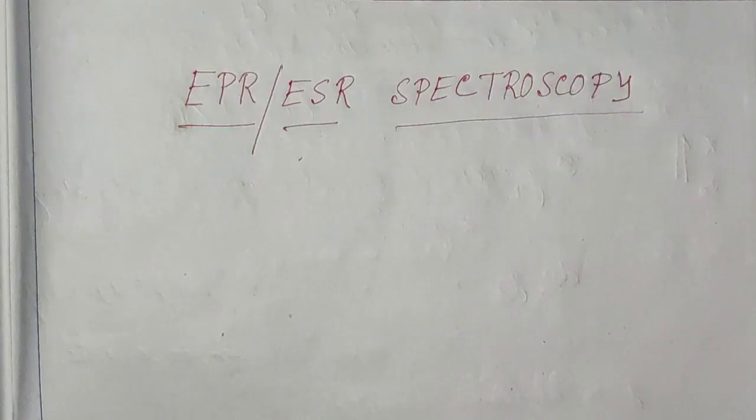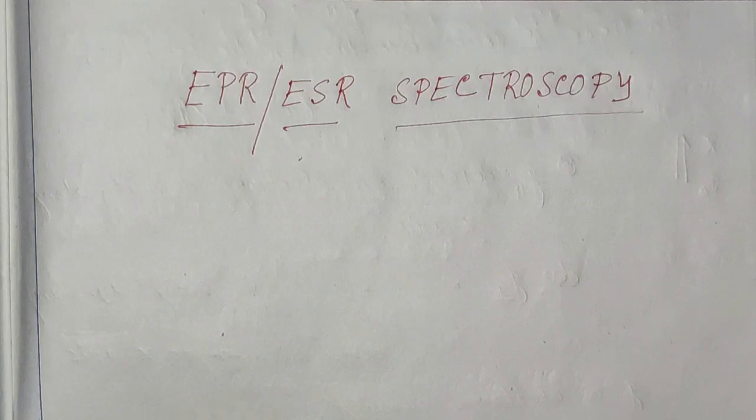In this topic, I will mainly solve some previous year questions from CSIR NET and GATE on EPR or ESR spectroscopy. EPR, that is electron paramagnetic resonance, and ESR, that is electron spin resonance. Both these terms signify the presence of unpaired electron within a molecule.